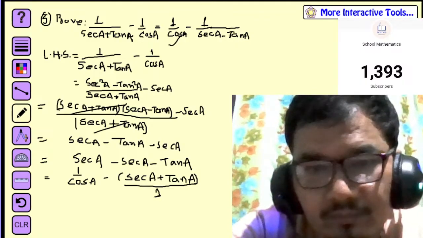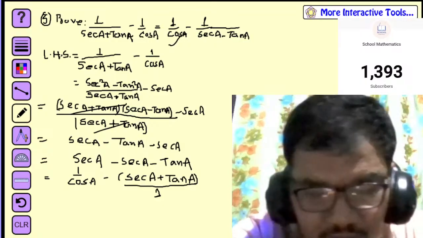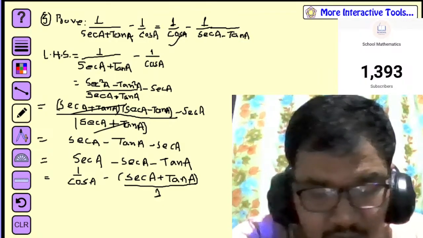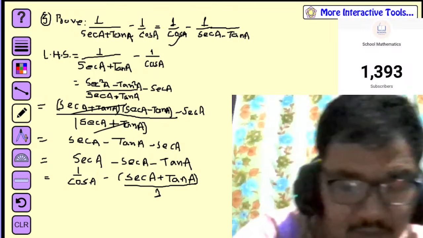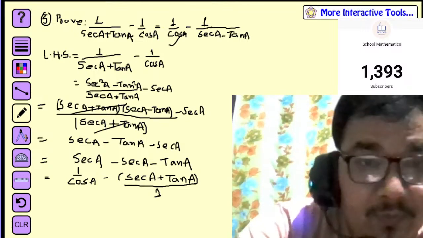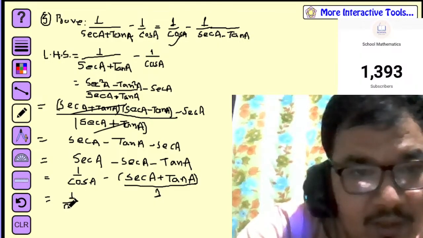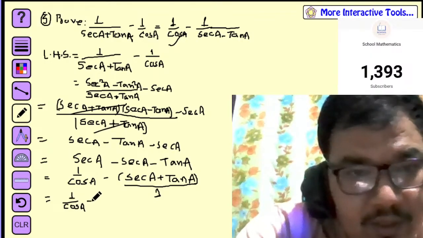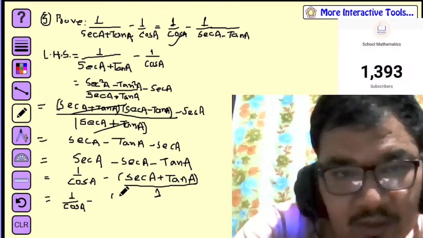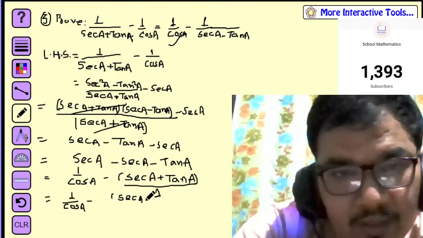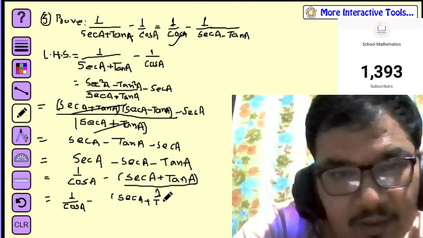Then see here, after this what to do? And now see here, this is our result that we need to bring here. Already it has come, right? Right here 1 by cos A. Then here denominator also we can write now, just the reverse one. Right here sec A, and here is plus tan A. Tan A, write the same.